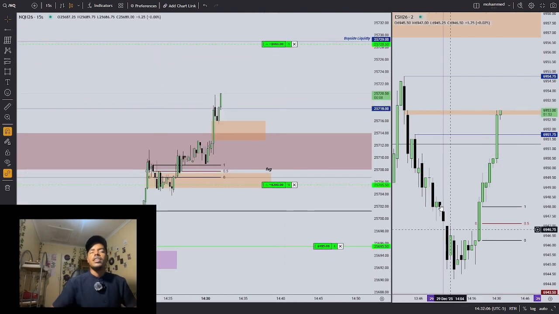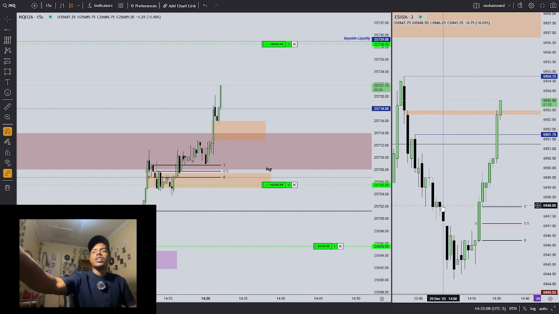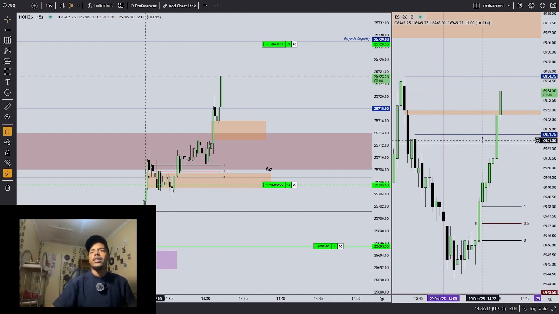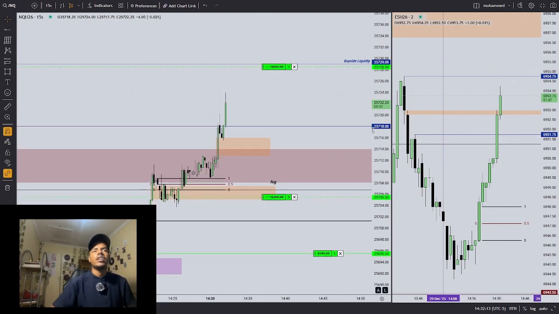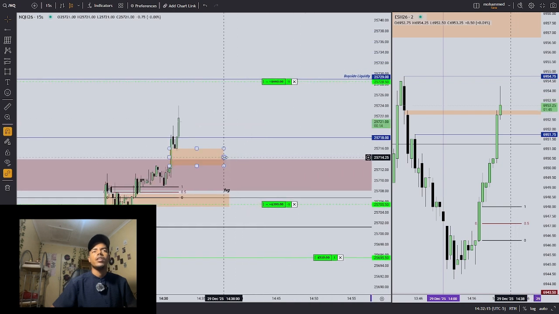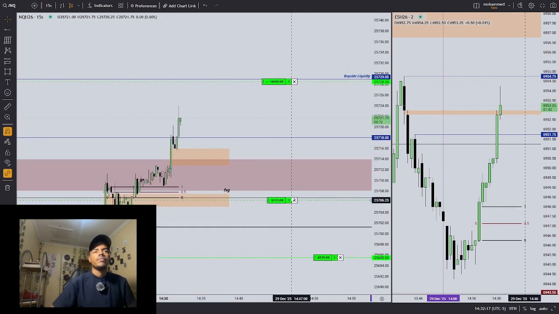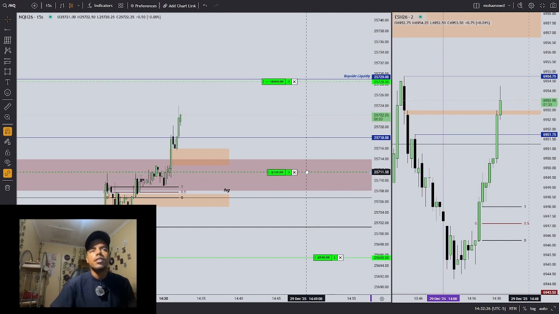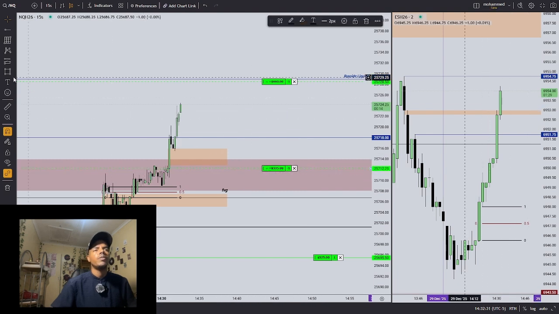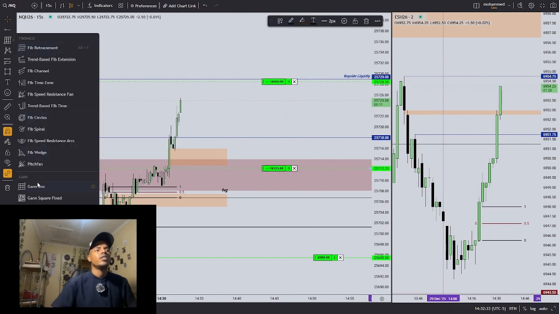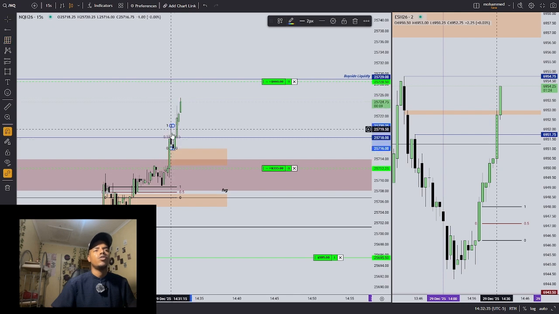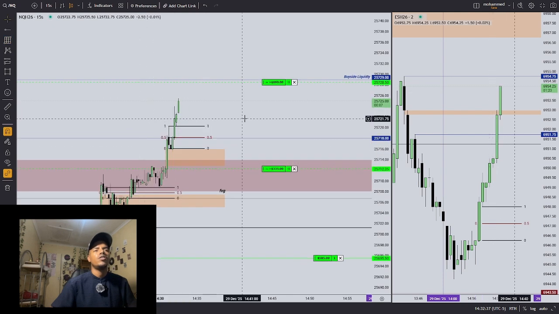On ES, we are trying to go through the imbalance that we just marked. There you go. NQ aggressively going to the upside, reaching for our target. Now we can drag our stop loss. There you go. Okay, almost to the target, marking the order block as well.